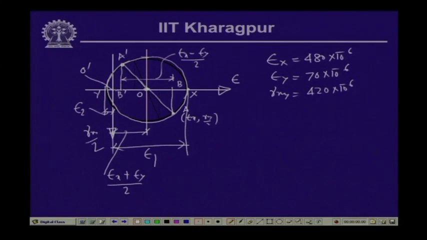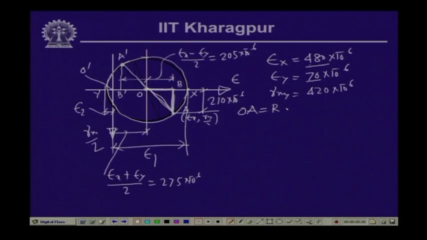So, the distance O dash O is epsilon x plus epsilon y by 2, which is equal to 480 plus 70, 550 by 2, which gives us 275 into 10 to the power minus 6. Epsilon x minus epsilon y is 410, divided by 2 that is 205 into 10 to the power minus 6. Now, this distance is epsilon x minus epsilon y by 2, and this distance is gamma x y by 2, which is 210 into 10 to the power minus 6. Thereby, from this triangular configuration, this is 210 and this is 205, and this is the radius of the circle, which is OA.